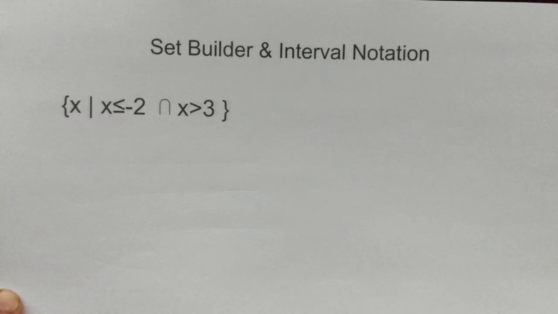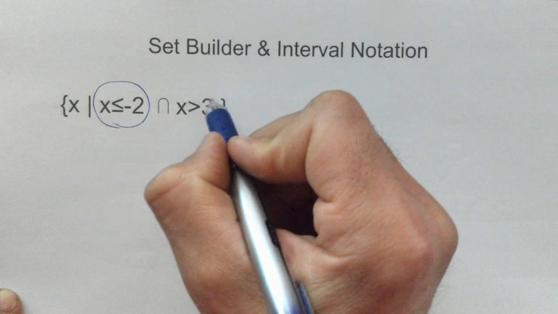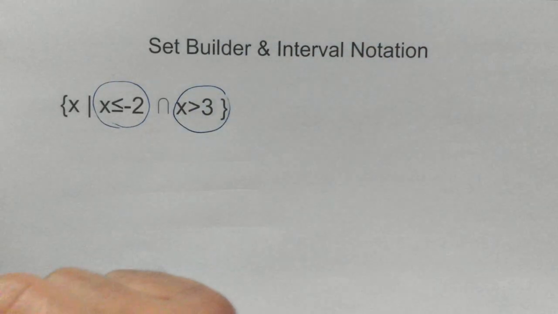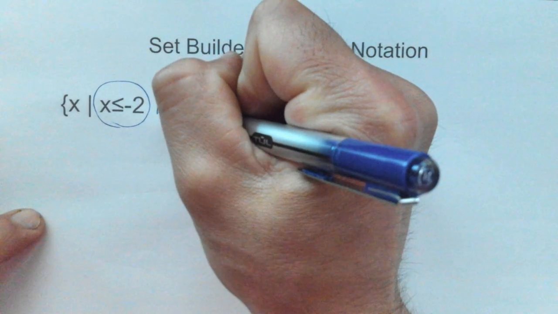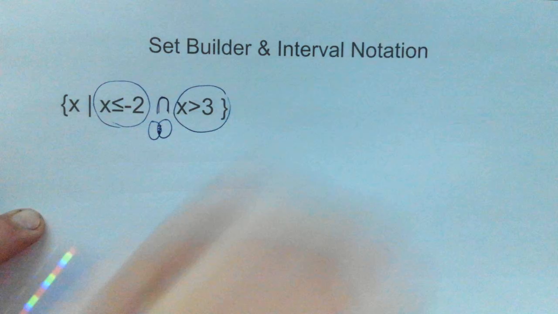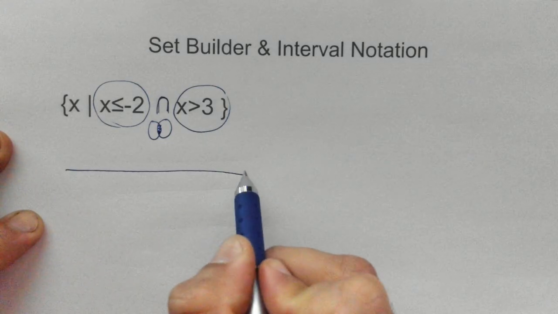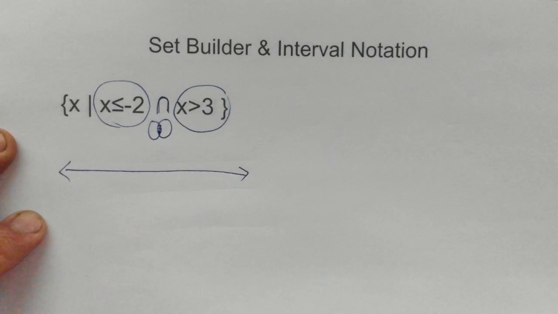So what does this say? Here I have two parts. I have these two circles, and I want to find the intersection, the part of the two circles that overlaps. So let's draw the line. You can draw this in 3 separate lines. I'm going to show you how to do it in just one.